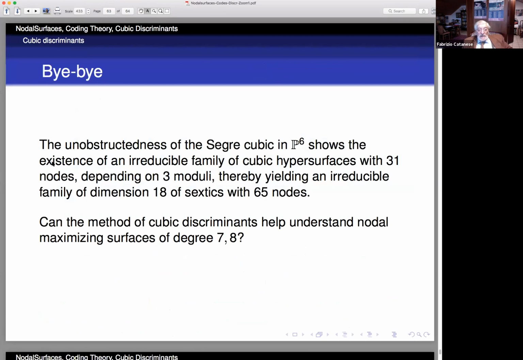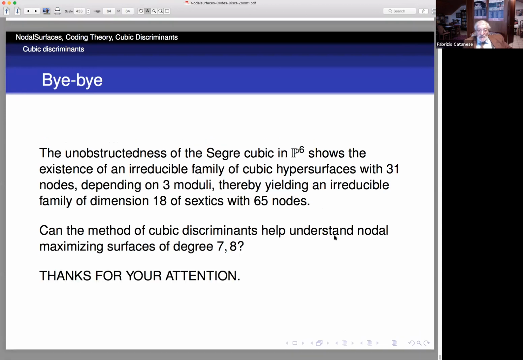Well, now the unobstructedness of the Segre cubic gives another proof that there exists an irreducible family of cubic hypersurfaces with 31 nodes, depending on 3 moduli, and so an irreducible family of dimension 18 of sextics with 65 nodes. And it's an open question whether the method of cubic discriminants helps understand the nodal maximizing surfaces of degree 7 and 8. And I stop here.